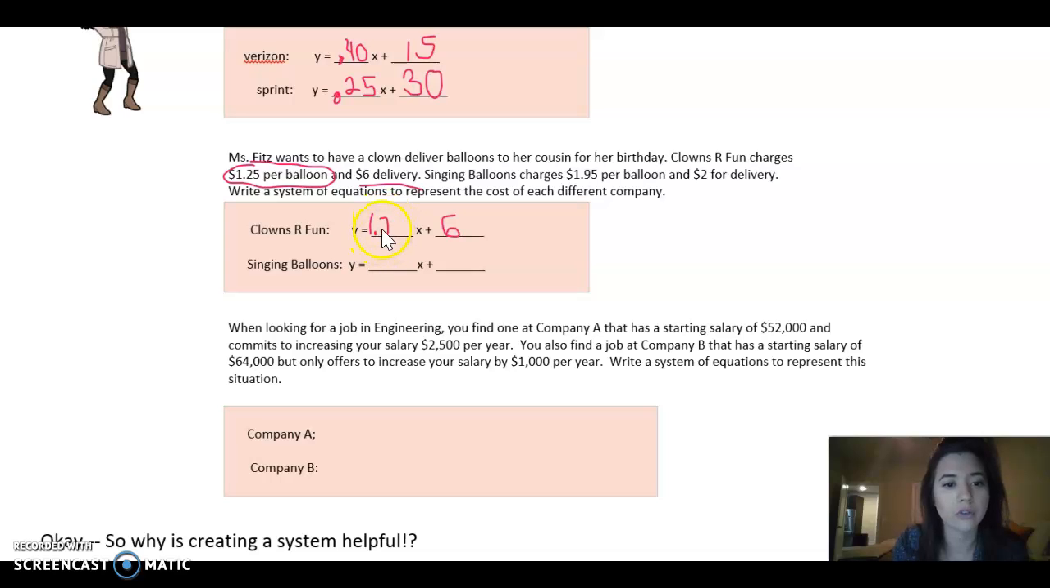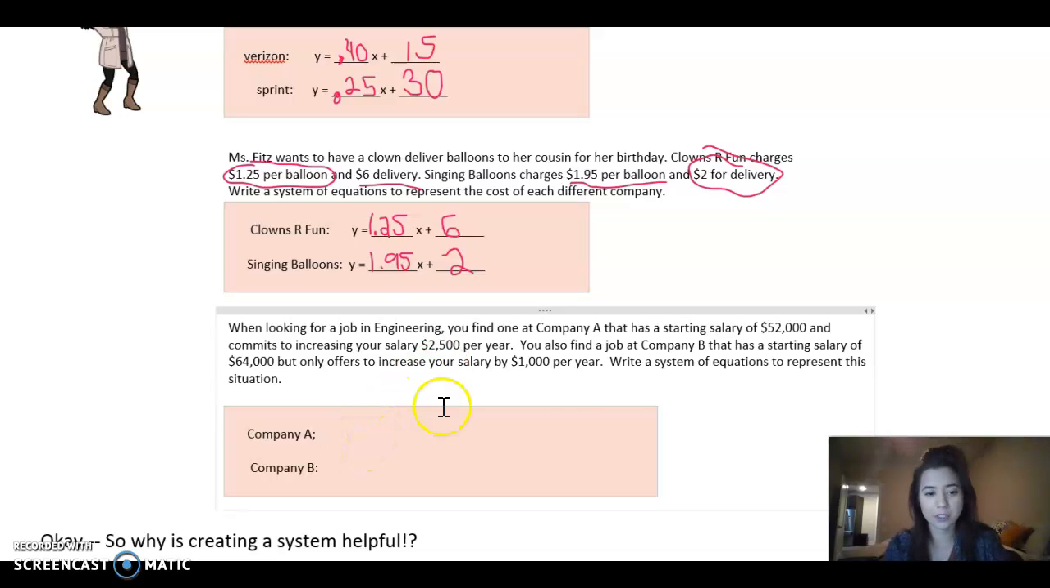So 1.25. For Singing Balloons, they have that $2 delivery fee, so that is their starting value. And then their rate was $1.95 per balloon. So we're going to put that number next to our x. Hopefully you did okay on that one. Fix it if you got it wrong. If you came back to get the answer because you didn't want to do it, pause me now to try this one. Otherwise, hang with me if you're ready to check your answer.